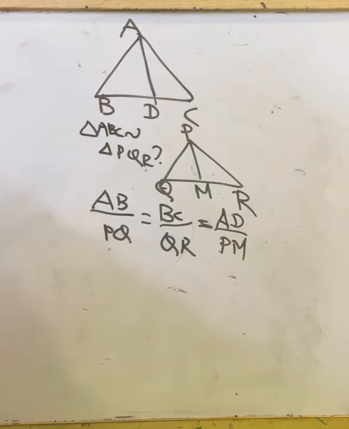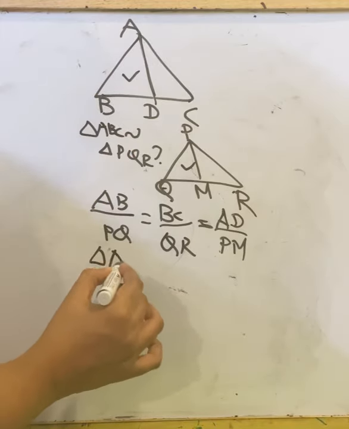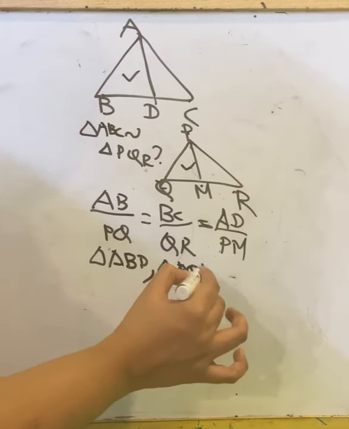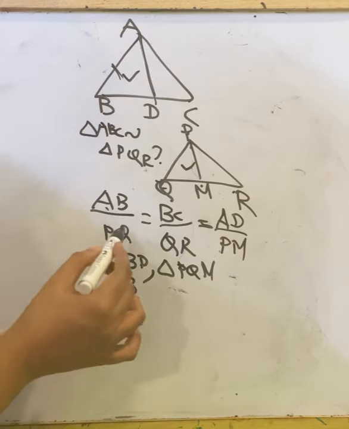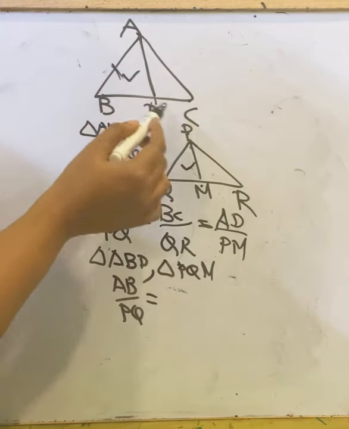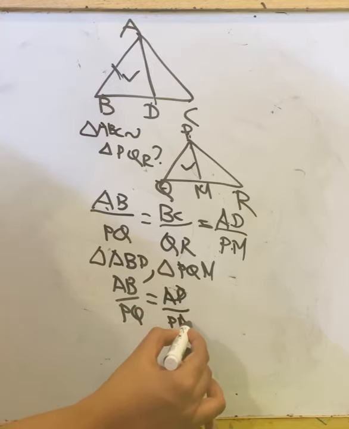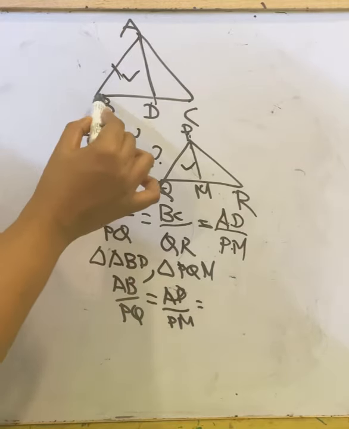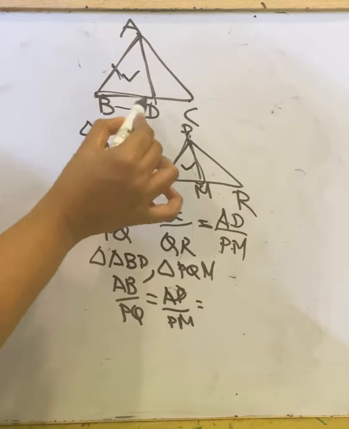Median means it divides this side into two equal parts. Now let us consider these triangles, that is, the left side triangles, triangle ABD and triangle PQM. Only half triangles. In that we have AB by PQ, which is already in the question, equal to AD by PM, again in the question. Next we have BC by QR in the question, but we don't want the total BC length here. We are considering only this half triangle, so we need BD length.